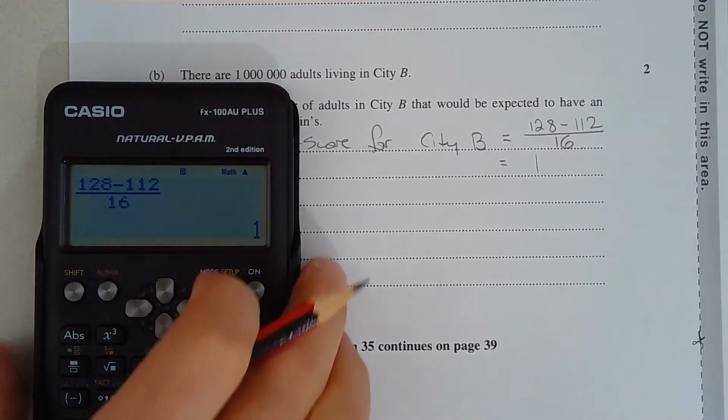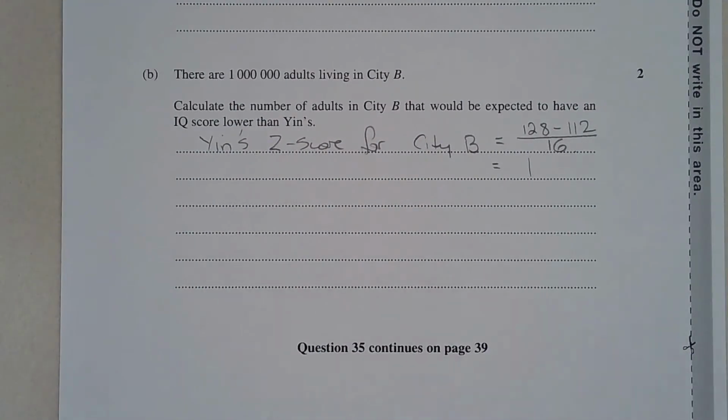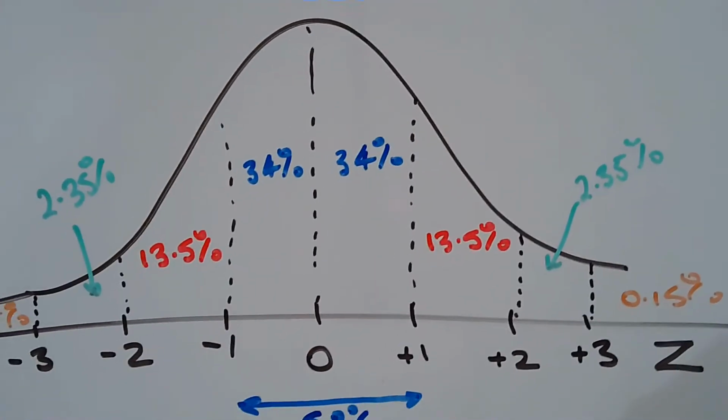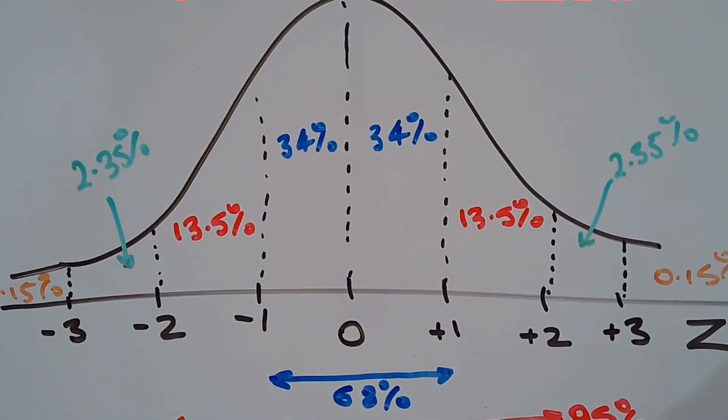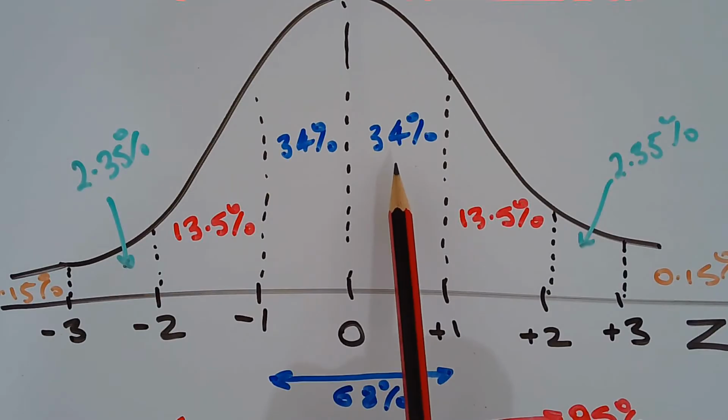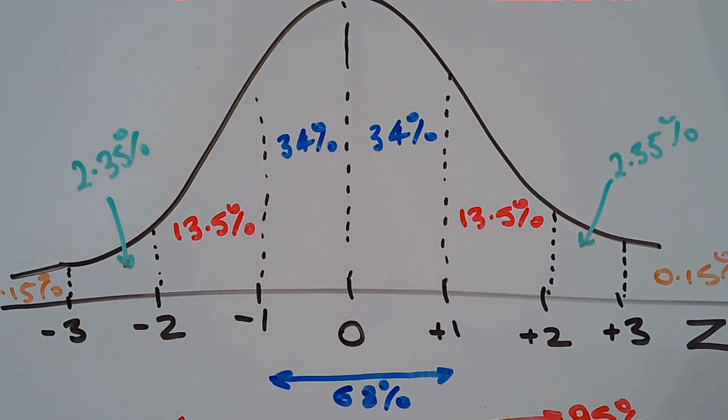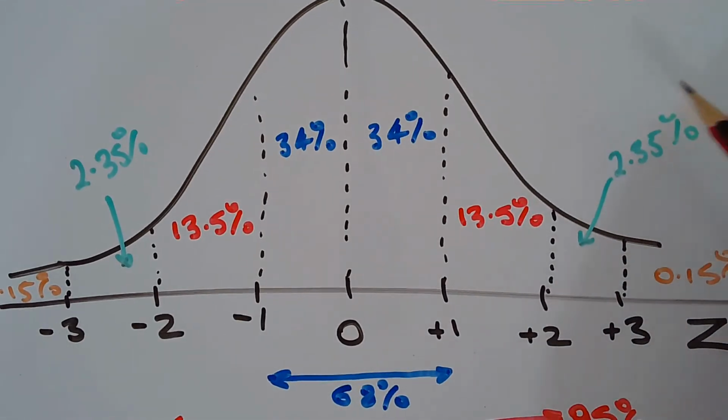That's a very convenient z-score. So if we look at our bell curve, there's our standard deviation of 1. Now 50% of the data lies from 0 all the way to negative infinity, but we're adding another 34% to 50%. So that'll be the total percentage of adults that are under a z-score of 1.